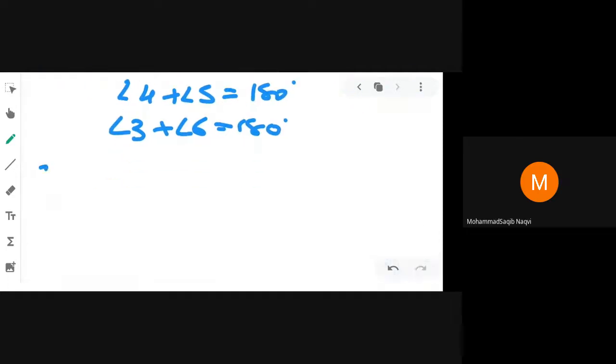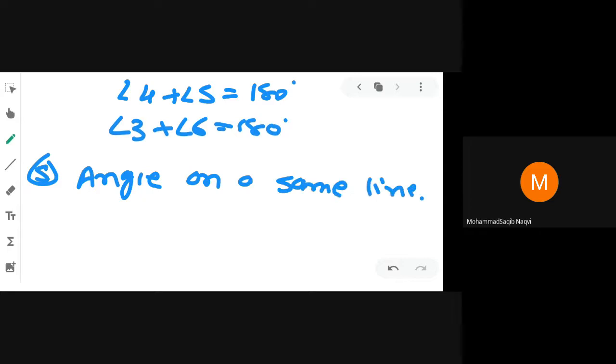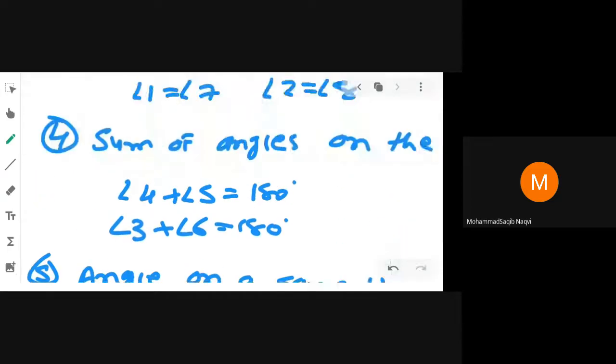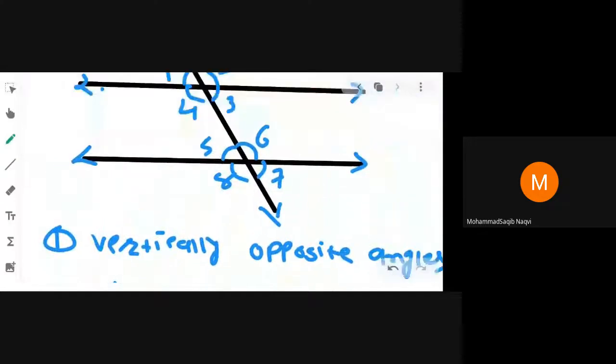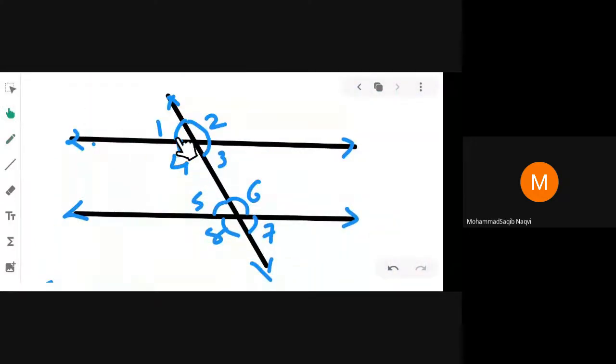And the last angle we have to discuss here is angle on the same line. Angle on the same line is a supplementary angle. It means angle 1 plus 2 is 180 degrees. Angle 3 and 4, 180 degrees. Angle 5 and 6, it is 180 degrees. Angle 7 and 8, it is 180 degrees.